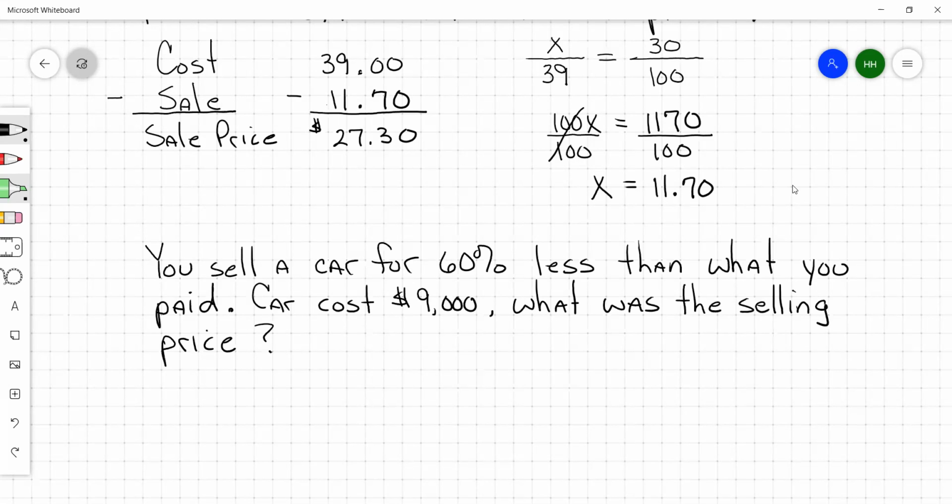So what we've got to find now is 60% of this 9,000, right? You find 60% of the 9,000 and you subtract it from the 9,000. And that tells you what the selling price was if you sold it for 60% less. Somebody made a bad business decision right there. My goodness, here we go.